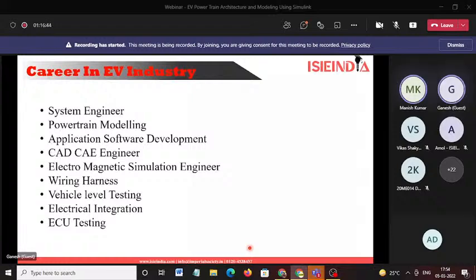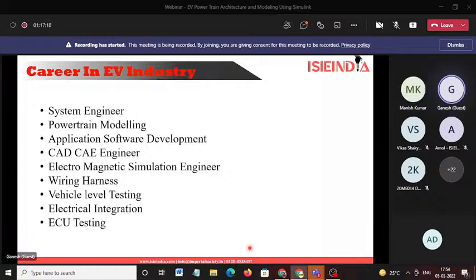What about the system engineer role? The system engineer plays a very crucial role in the whole automotive industry itself. The system engineer is the person who decides the whole vehicle parameters. So which kind of suspension we are going to use, what the stiffness is, which type of brakes we are going to use, which kind of steering we are going to use, what your motor characteristic curves are. All these things are done by the system engineer. So powertrain modeling is nothing but system engineering.